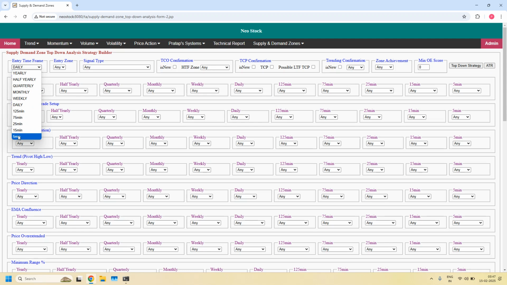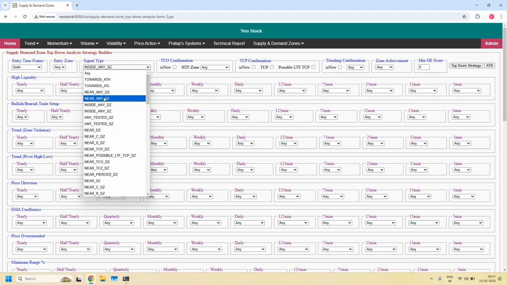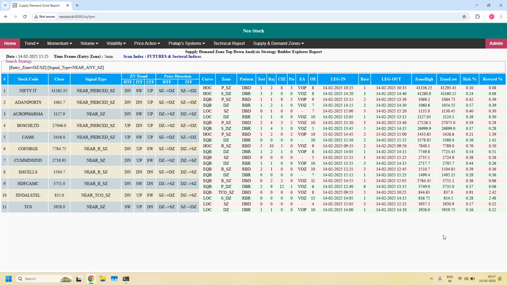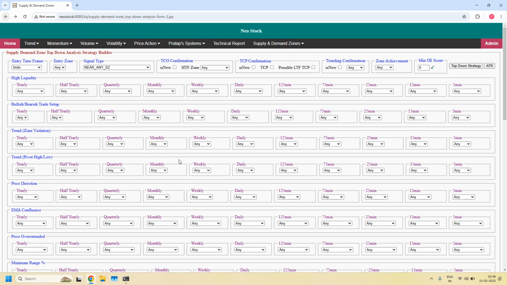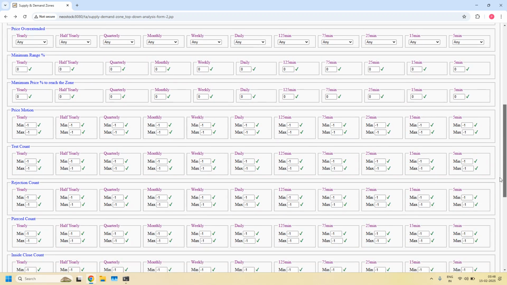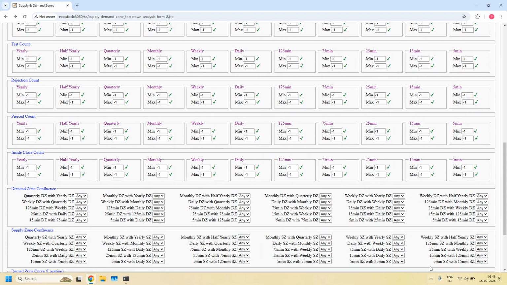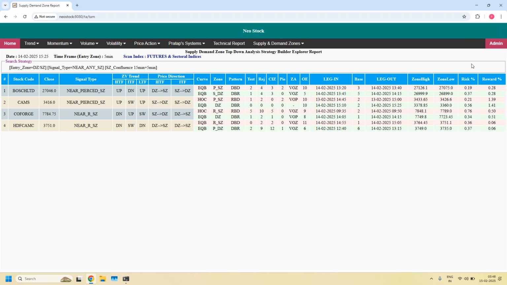5 minutes time frame. Stocks near 5 minutes supply zone. We got 11 stocks. Out of these 11, how many supply zones are having ITF confluence? Let us filter. That is 5 minutes supply zone with 15 minutes supply zone confluence. I am enabling this filter. We got 4 stocks. Out of these 4, first 2 are pierced supply zones.